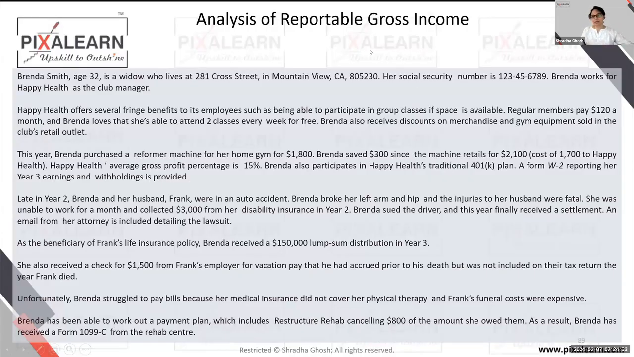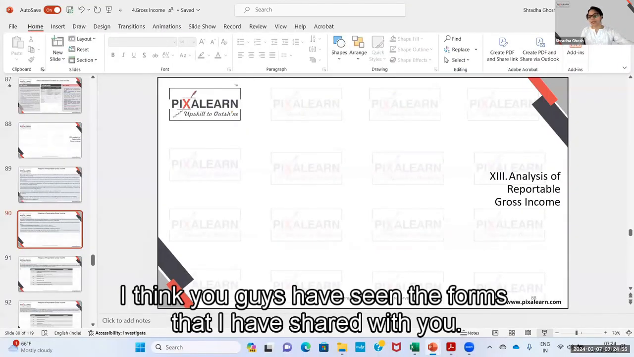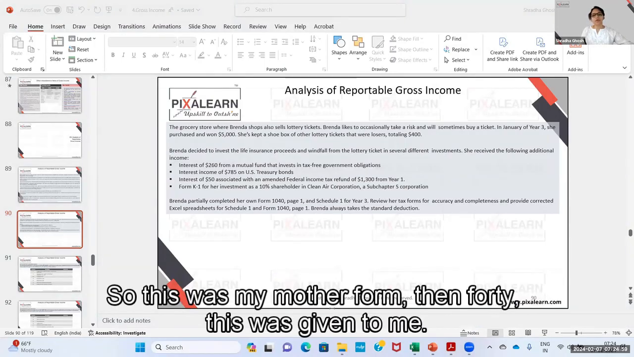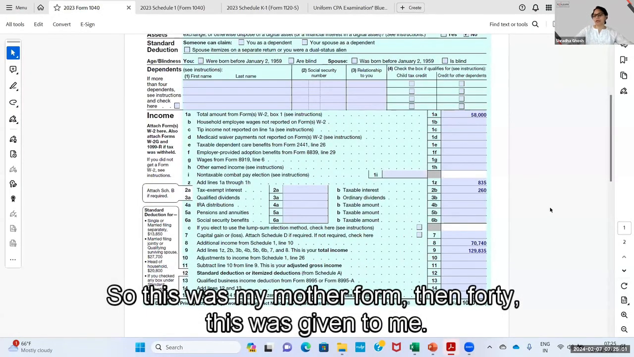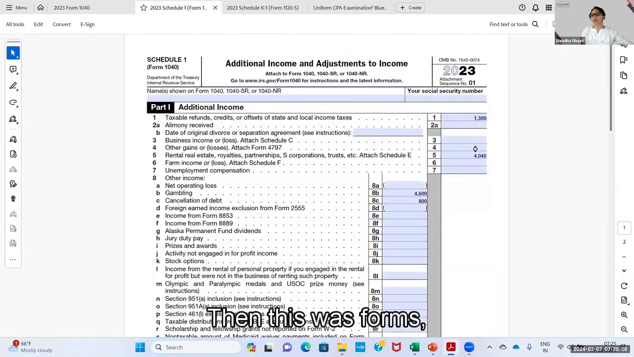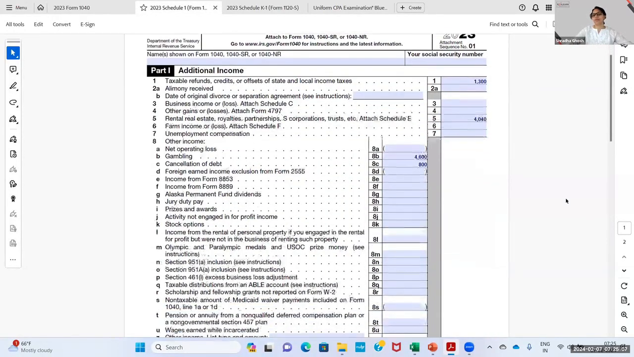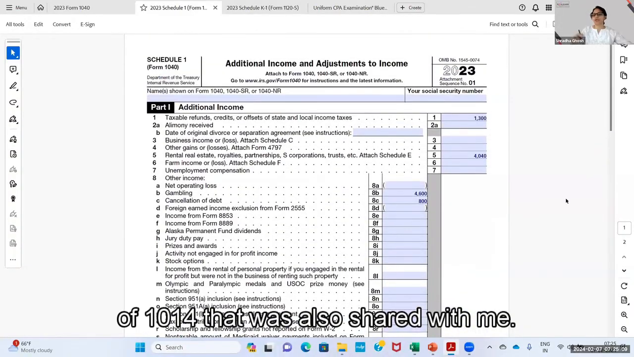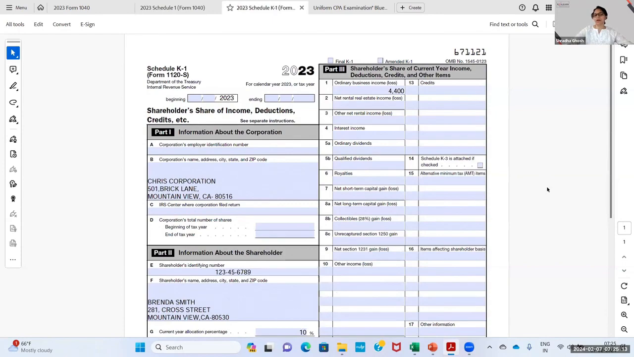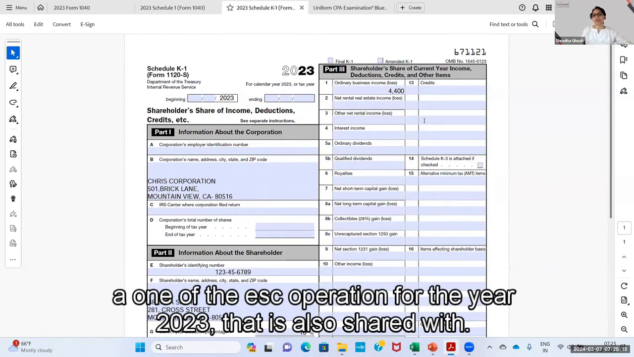Okay, one question, guys, at this point. So I think you guys have seen the forms that I have shared with you. So this was my mother form, 1040. This was given to me. Then this was form schedule 1 of form 1040. That was also shared with me. And then this was the schedule K1 of the S corporation for the year 2023. That is also shared with me.